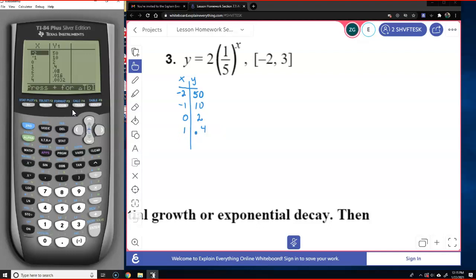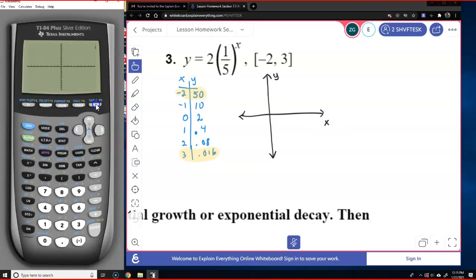When x is 1, we have 0.4, and 2 is 0.08, and then when x is 3, we have 0.016. And so I'm going to highlight -2, 50, and I'm going to highlight 3, 0.016, and I'm going to go ahead and draw the y-axis. Draw the x-axis. And I'm going to go ahead and press graph. And you notice that it goes like this.